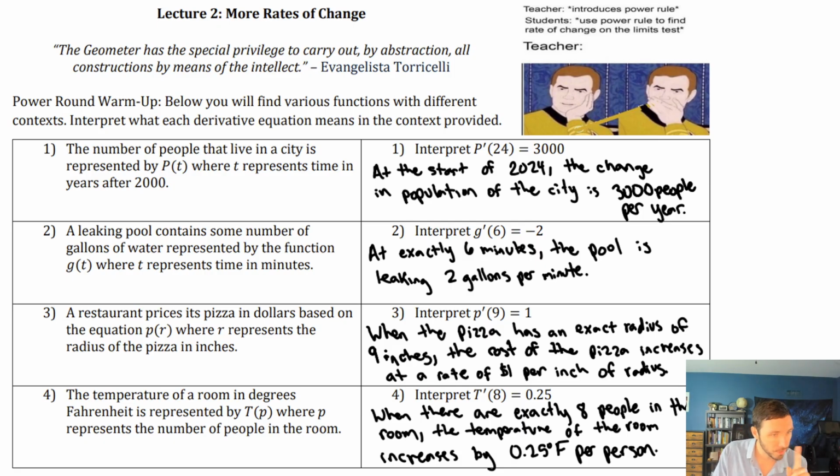All right, a restaurant prices its pizza in dollars based on the equation P of R, where R represents the radius of the pizza in inches. So I'm going to assume the larger the radius, the more money they would charge. So P prime of 9 is equaling 1.